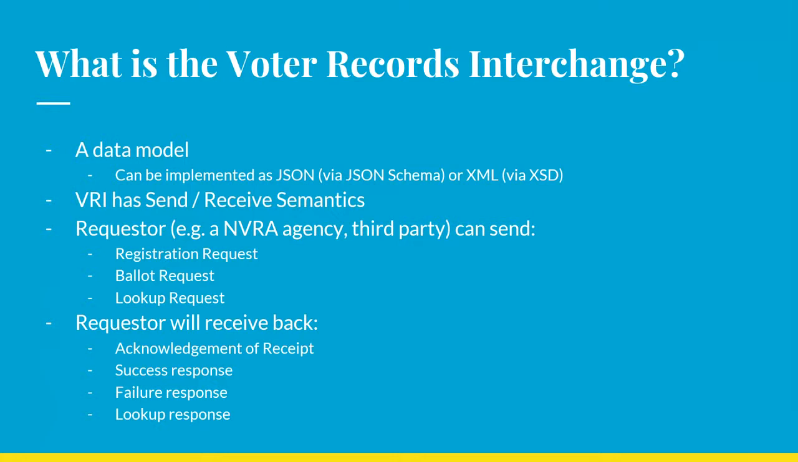VRI is different from a lot of the other common data formats in that it has specific send and receive semantics, meaning that not only do we specify what gets sent from the third-party registrar, for example, to the online voter registration portal, but also what comes back. So we can note things like, did it get to the voter registration authority? Was the registration successful? If it failed, why did it fail? And also results from looking up an existing voter registration.